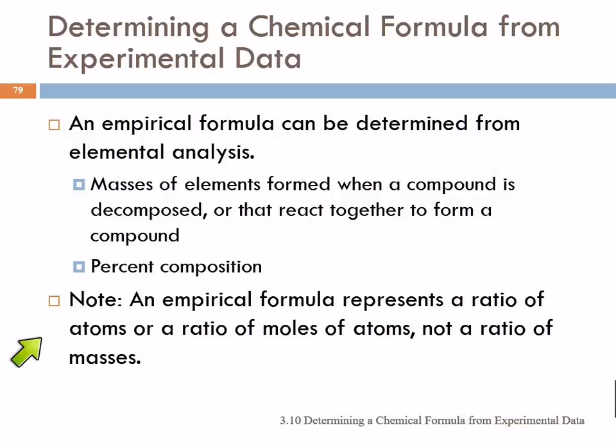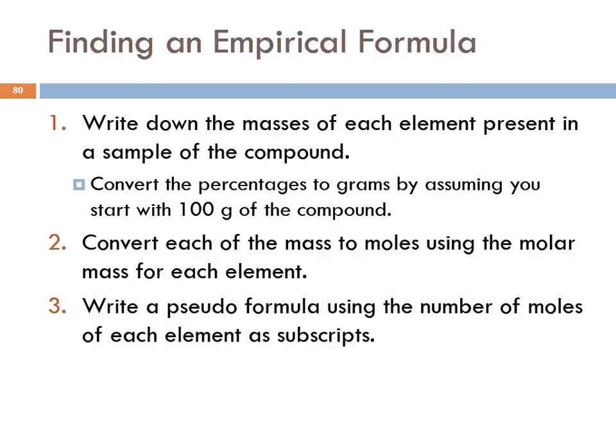So it's important to remember the empirical formula is the ratio of atoms or the ratio of moles of atoms. It is not a ratio of masses because compounds form based on individual numbers of particles. So to find an empirical formula, there are three basic steps. And the hardest part about doing these sorts of problems is just remembering what to do next. The math is really quite simple.